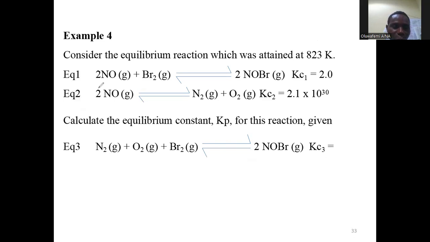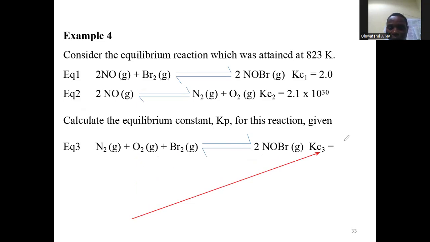Then you can see your equation 2. The Kc of equation 1 is given as 2.0, and for equation 2 it is given as 2.1 times 10 raised to power 30. Now the challenge is in your equation 3. You are asked to determine the equilibrium constant Kp for equation 3. And what is your equation 3? As you can see on your screen, you have N2 reacting with O2 plus Br2 giving you 2 NOBr. So how do you determine your Kc3 for equation 3?